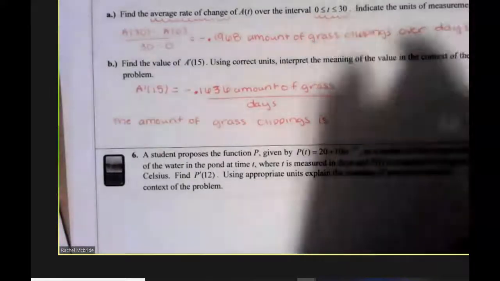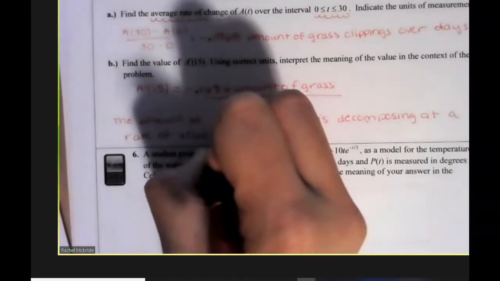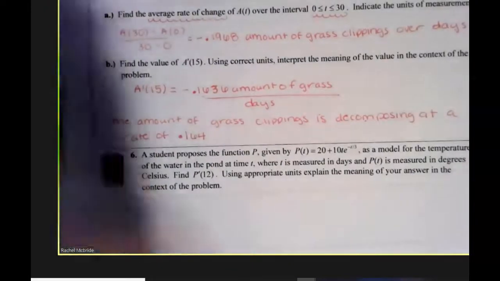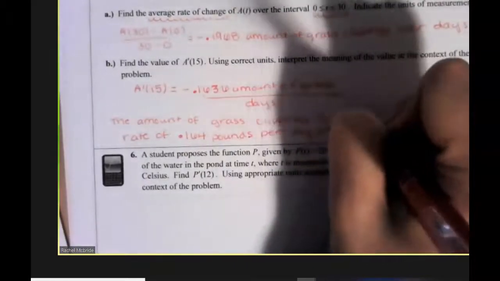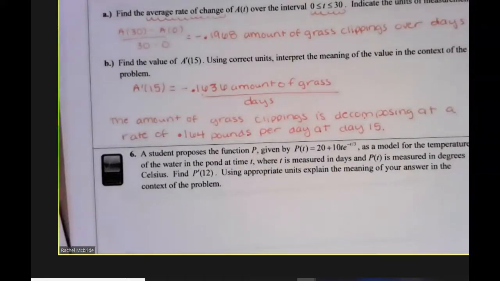So it'd be the amount of grass clippings is decomposing at a rate of, and since we use decomposing, we make this positive, 0.164, and then we know it's in pounds per day at day 15. You could also say at t equals 15 days.